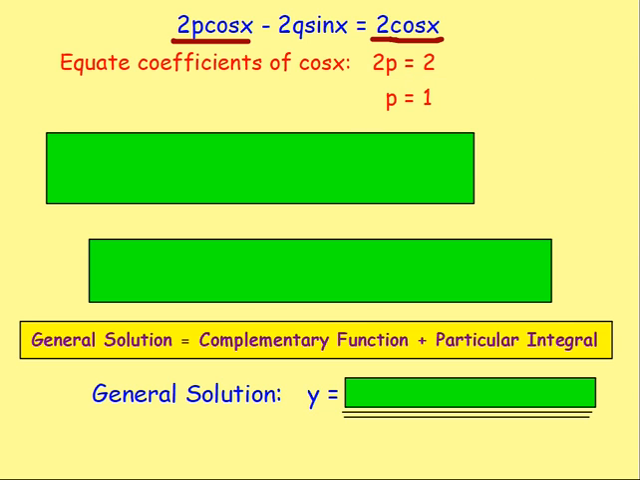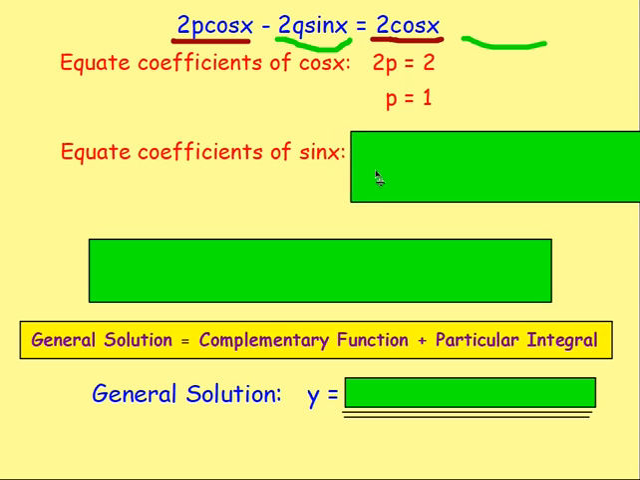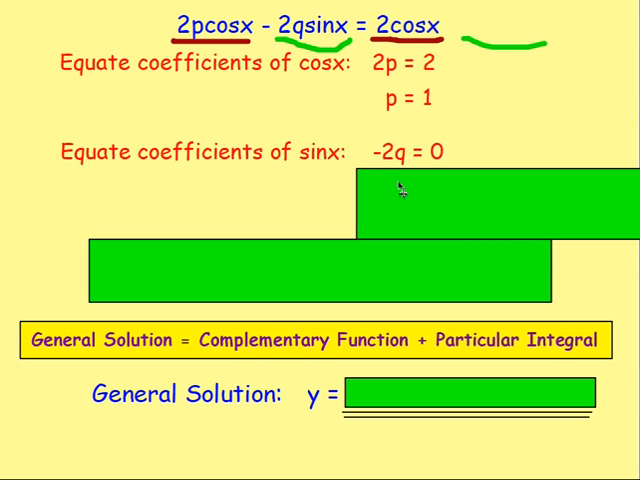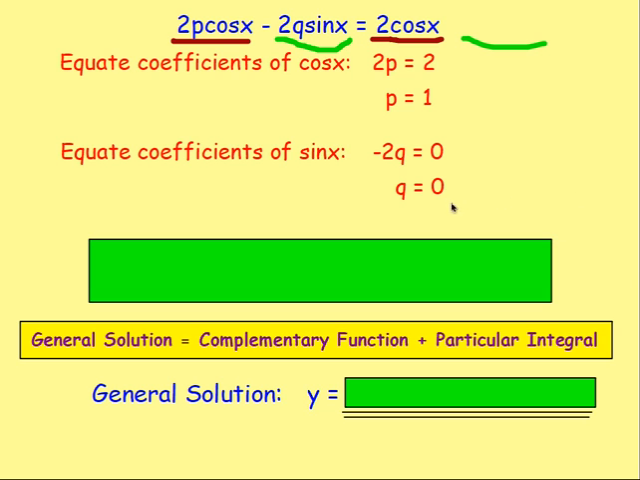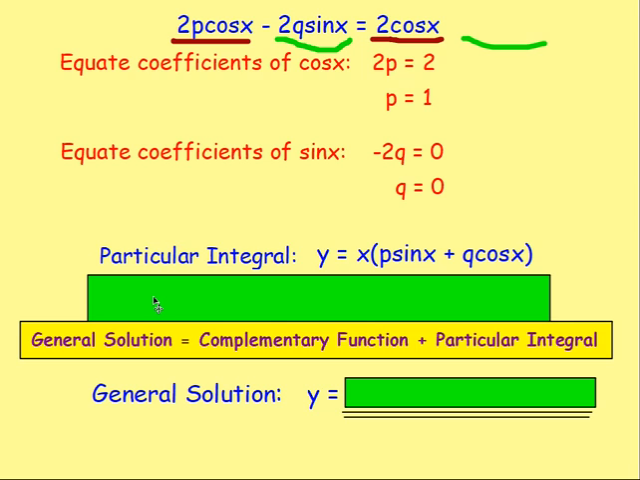We then need to look at the coefficients of sine x. So the number of sine x is here. It's minus 2q sine x. And for sine x over here, you can see there are none. It's 0 sine x. So if you equate those coefficients, you can say that this negative 2q must equal 0. And if negative 2q equals 0, then negative 2 times what is 0? Well, that's just 0.